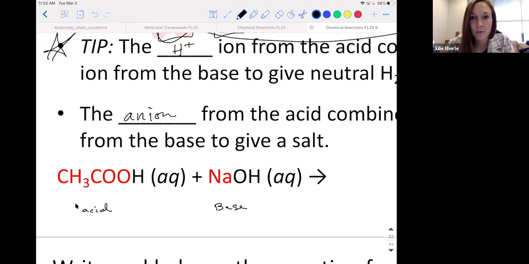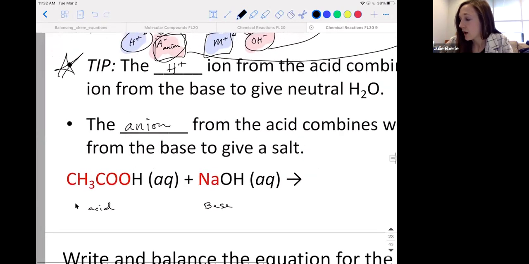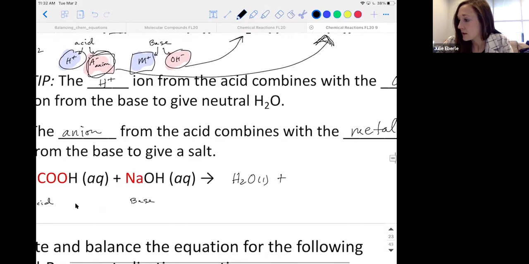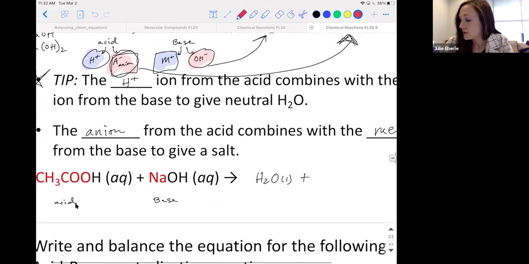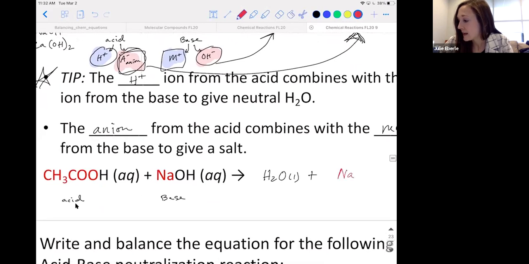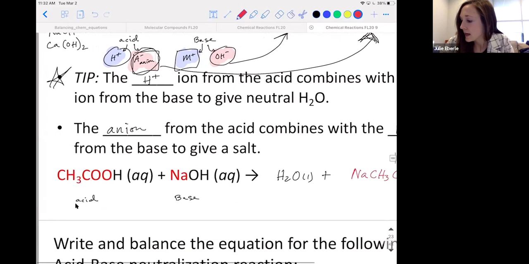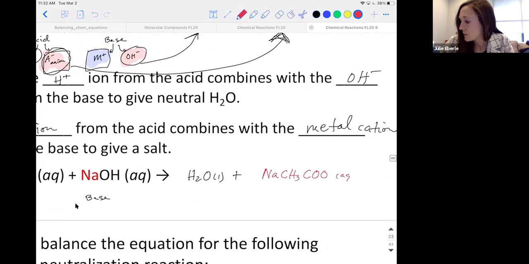Take the red pieces and put them together. Write cation first, anion second. So obviously we should know one product is going to be water, and that's the black portion. And then the other part will be sodium acetate, NaCH3COO. And remember, there's multiple ways you can write acetate. And this will be aqueous as well.